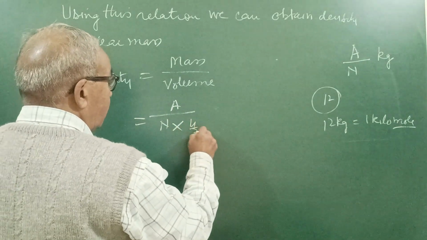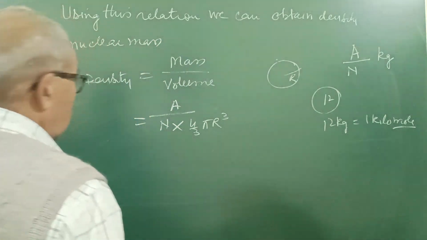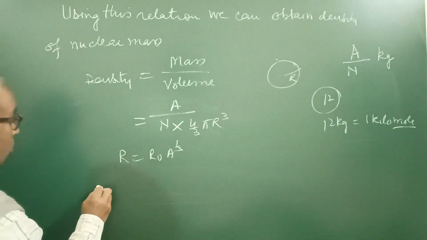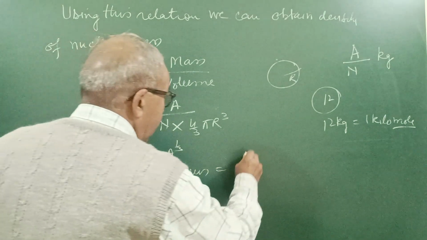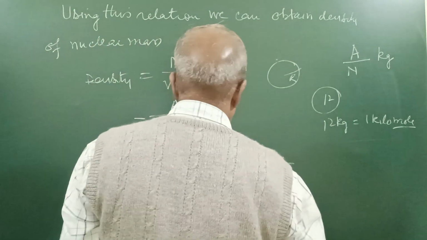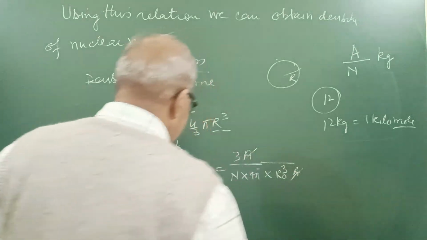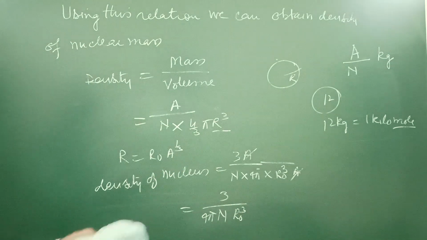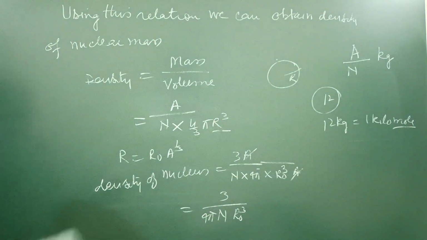And volume is 4 upon 3 pi r cube, because the liquid behaves like a sphere of radius r. And we know r equal to r0 A to the power 1/3. So density of nucleus is A upon N divided by 4 upon 3 pi r0 cube into A. A cancels, it becomes 3 upon 4 pi N into r0 cube. So this equation shows that the density of nuclear matter is independent of mass number. So what does it mean?